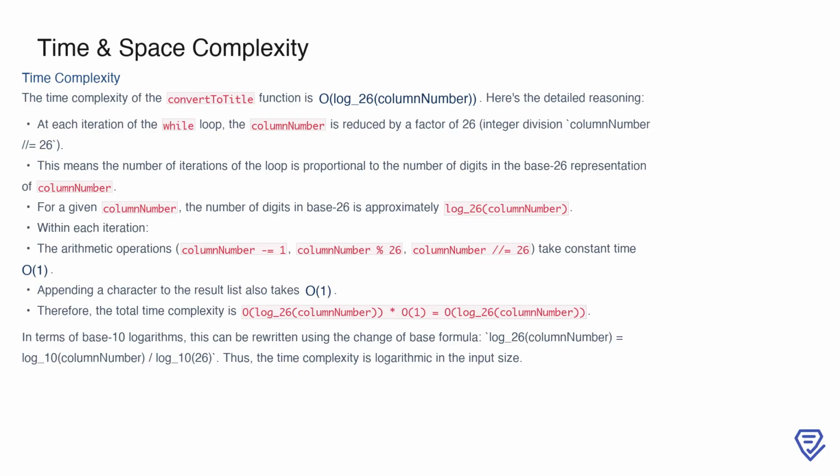Within each iteration of the loop, there are only a few operations: subtracting 1, calculating the remainder, performing integer division, and appending a character to a list. Each of these operations takes constant time, 1. Multiplying the number of iterations, log_26, column number, by the constant time per iteration gives us the overall time complexity of log_26, column number. Using the change of base formula, this can also be expressed as log_10, column number, divided by log_10, 26. This highlights how the time complexity grows logarithmically with the size of the input.